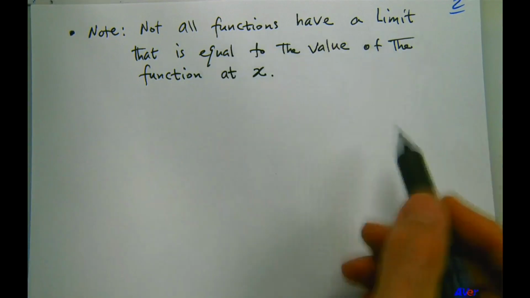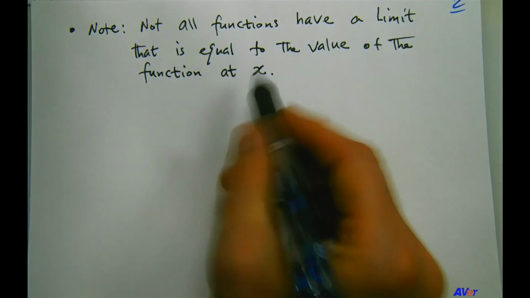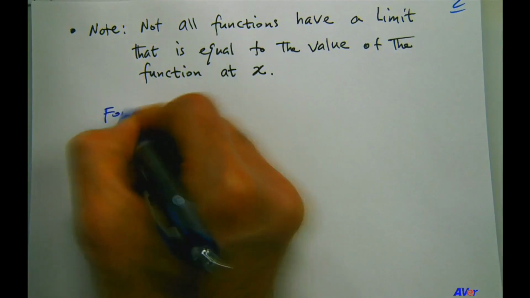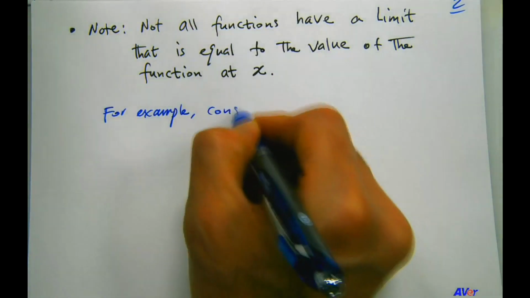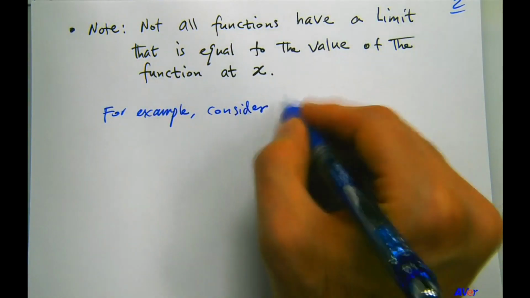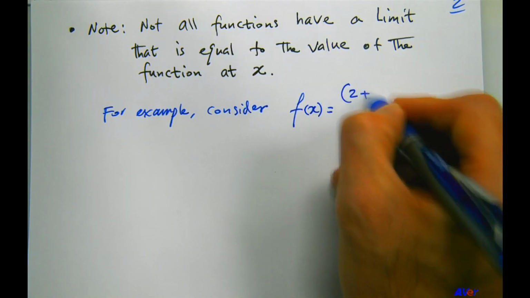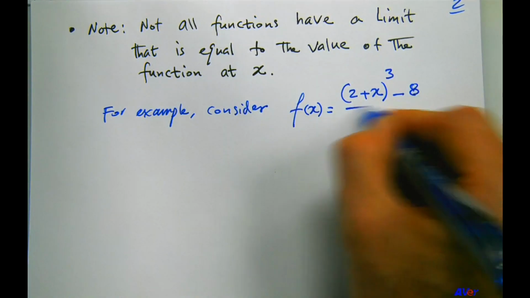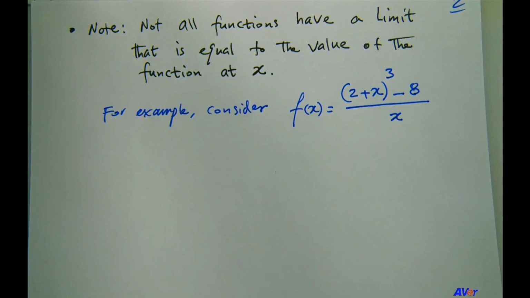So we made a statement here, and now let's supply an example for it. Okay? So for example, consider this function, right? f of x equals 2 plus x cubed minus 8 divided by x. This is a rational function, right?